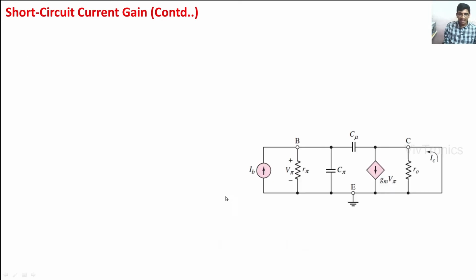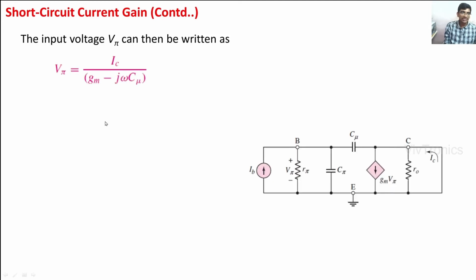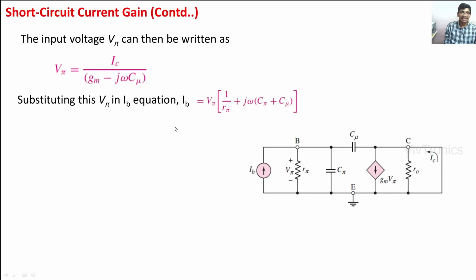We can write the input voltage V pi equation. So V pi is equal to Ic by Gm minus j omega c mu. Okay, that is from the collector current equation. So substituting the V pi in the Ib equation, we know Ib is equal to V pi into 1 by R pi plus j omega c pi plus c mu, which we have already derived.